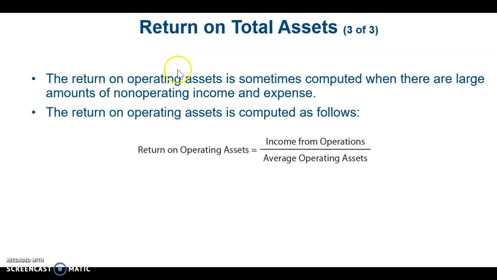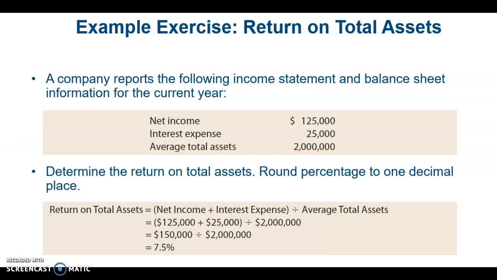Return on total assets is computed differently when there are large amounts of non-operating income. So if you have a lot of non-operating income, you may want to calculate this ratio, which is your income from operations divided by your average operating assets. Okay, so a company reports the following income statement, determine the return on total assets. This is an example exercise that you can work.